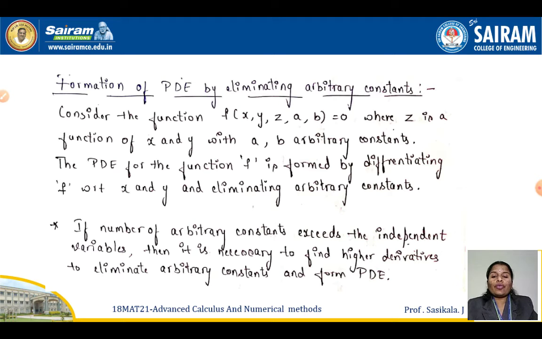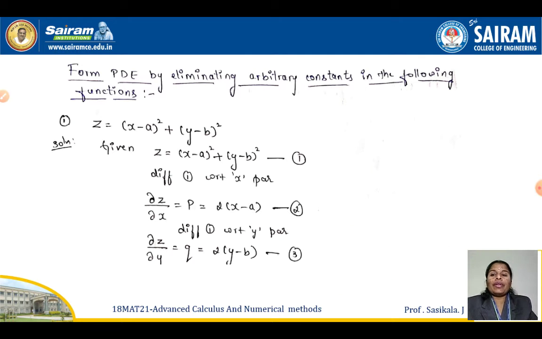So what the statement says is that, based on the number of arbitrary constants to be removed, you can take higher derivatives as required. Okay, so we'll go with the examples.